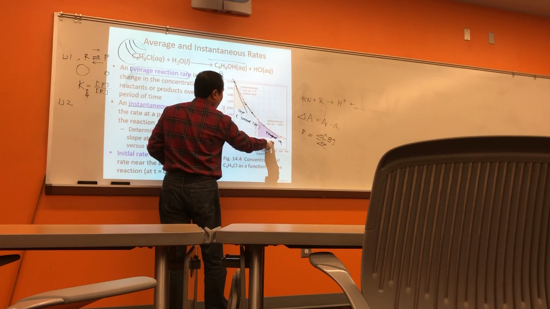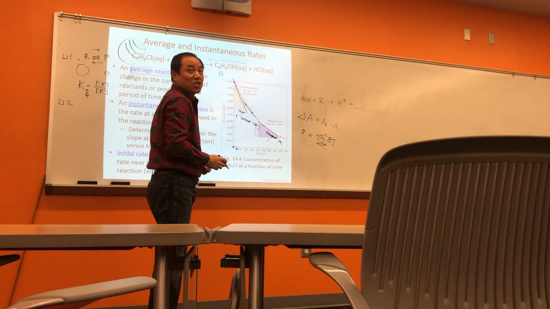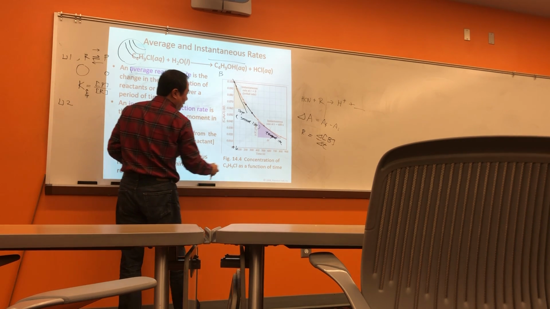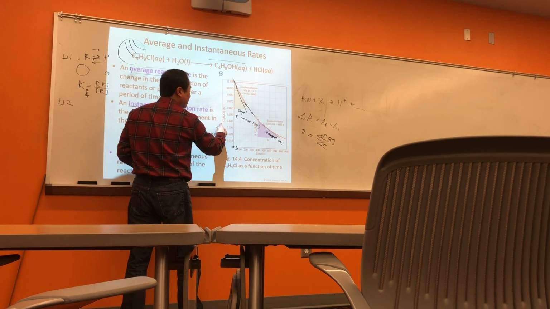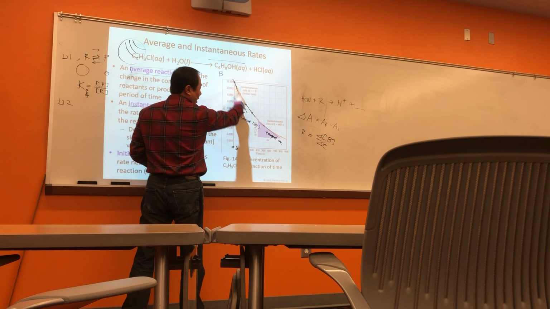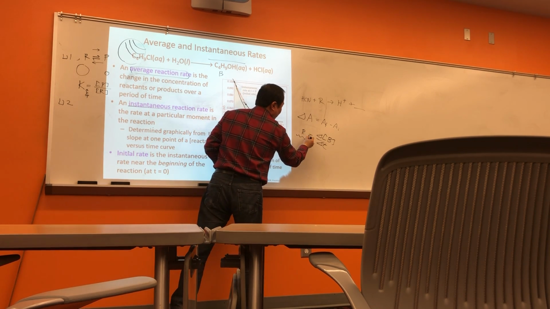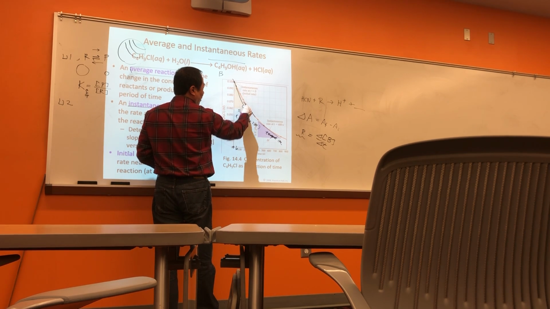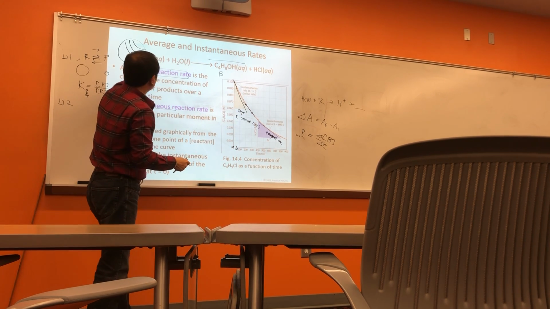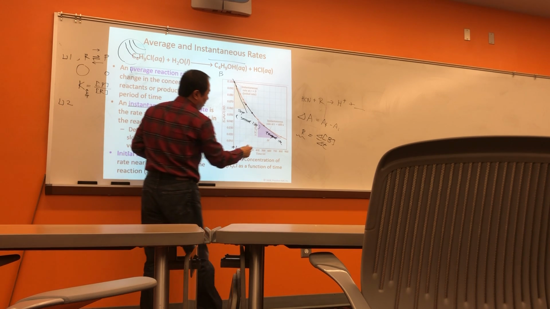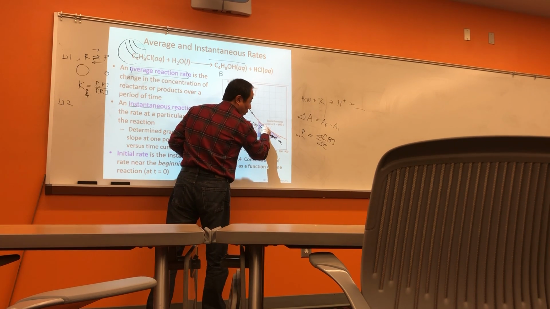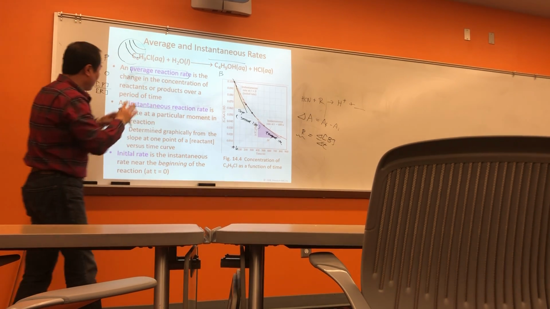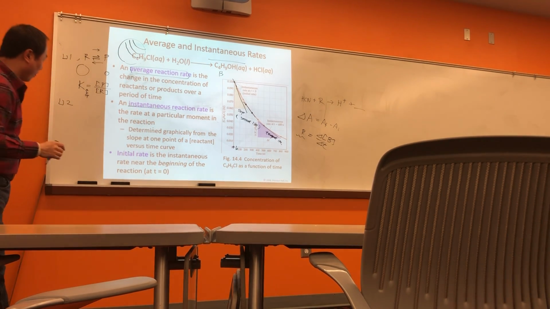Both tangent line and secant line give us a slope. Anytime you have time on the x-axis and concentration on the y-axis, that slope is what we call reaction rate. The only difference is that a secant line connecting two different points gives the average reaction rate, while a tangent line at one single point gives what we call the instantaneous reaction rate. That's the distinction between those two.